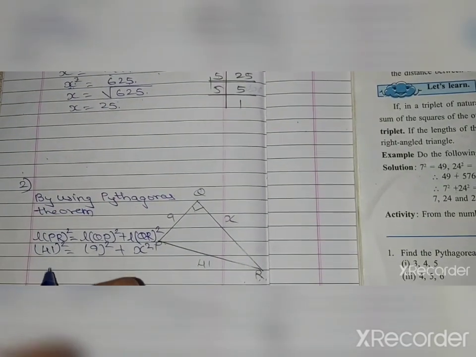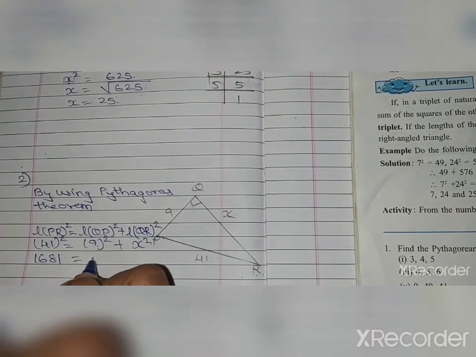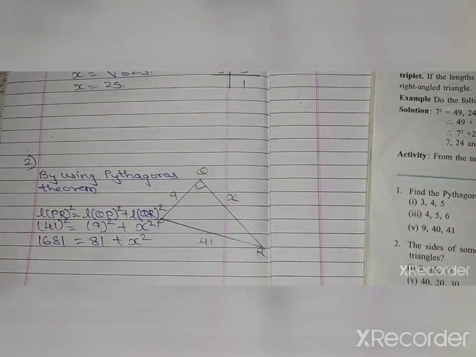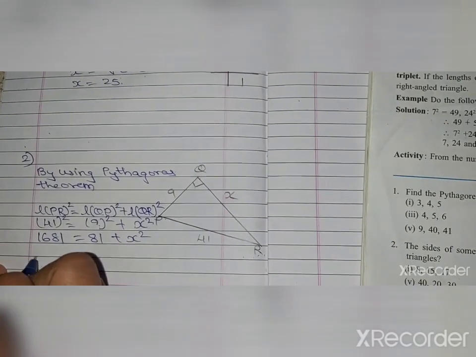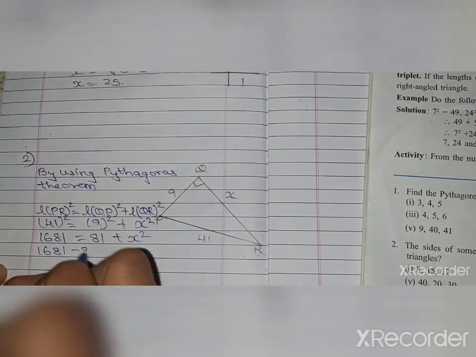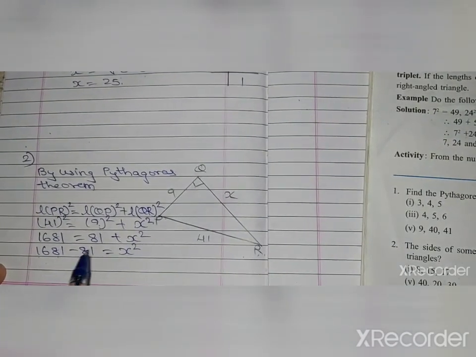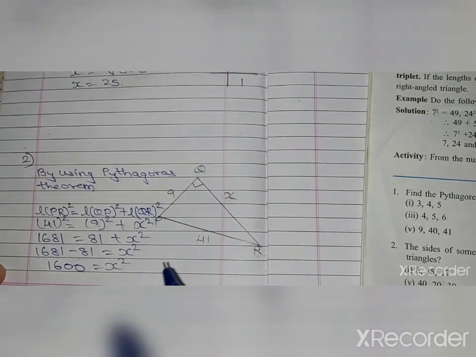So 41 square is how much? 1681, and 9 square is 81, plus X square. Now this 81 we bring to the other side of the equal sign, and it will become minus. So 1681 minus 81 equal to X square. 1681 minus 81 will give you 1600 equal to X square.